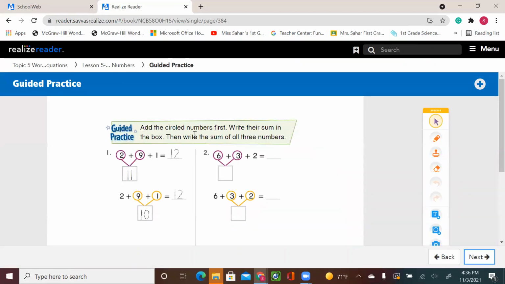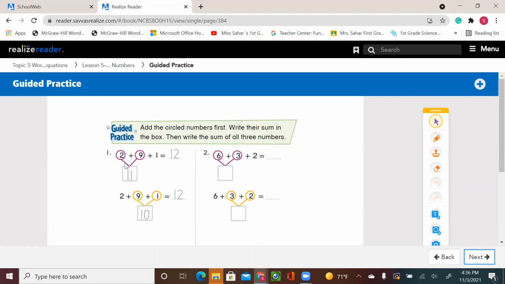All right, add the circled numbers first. Write their sum in the box, then write the sum of all 3 numbers. So there's a strategy they want you to use. We're going to look at the circled numbers and add them, and then we're going to add the third number after.